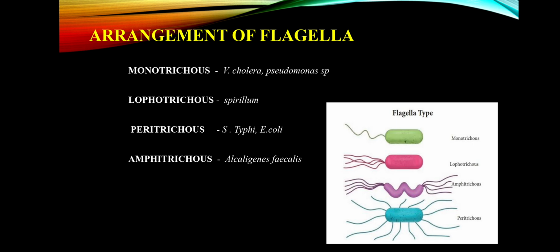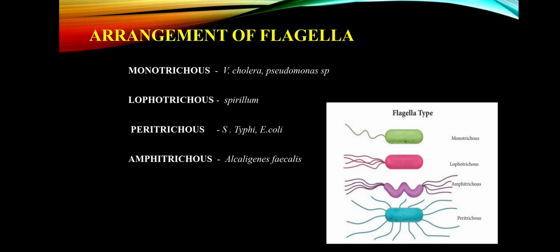Arrangement of flagella. Flagella vary in number and arrangement. They may be polar at one or both ends of the bacterium, or lateral along the sides of the bacterium: monotrichous, lophotrichous, peritrichous and amphitrichous.